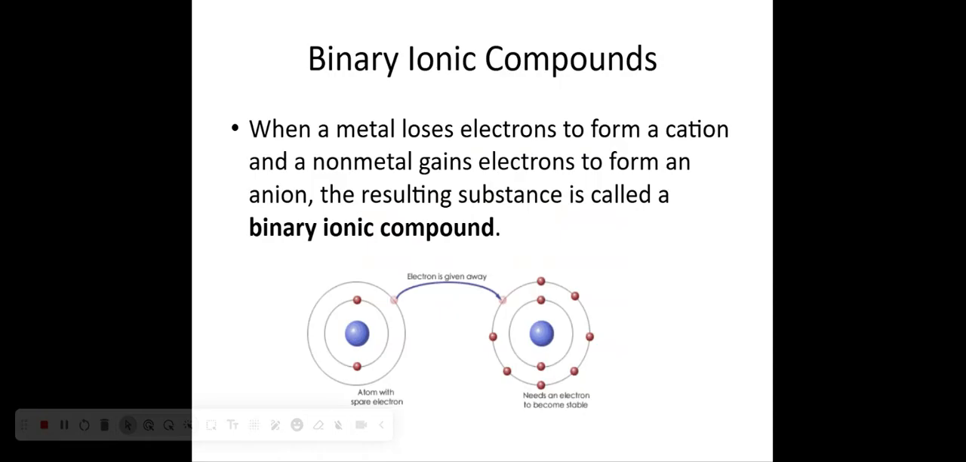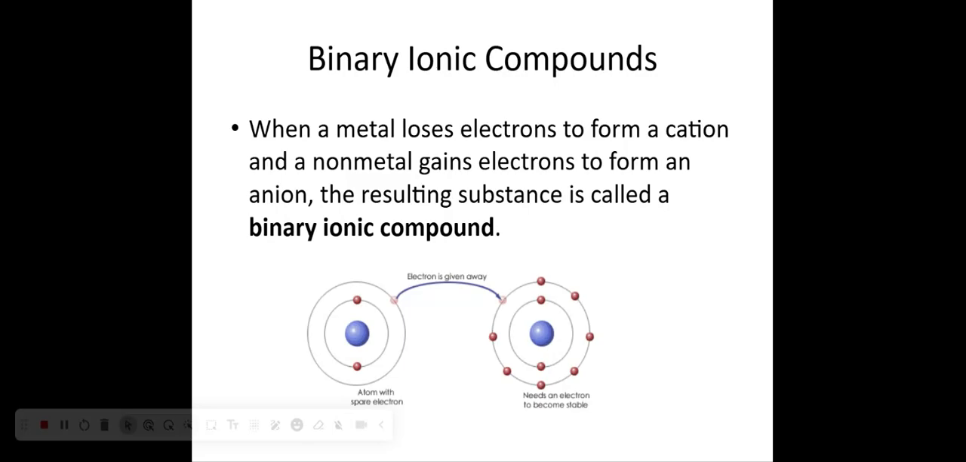All right, so here, binary ionic compounds. When a metal loses electrons to form a cation and a nonmetal gains electrons to form an anion, the resulting substance is called a binary ionic compound. Yes, you should copy down the picture. So underneath the header that you wrote, you're going to go ahead and copy down that sentence in the bullet point and the picture.